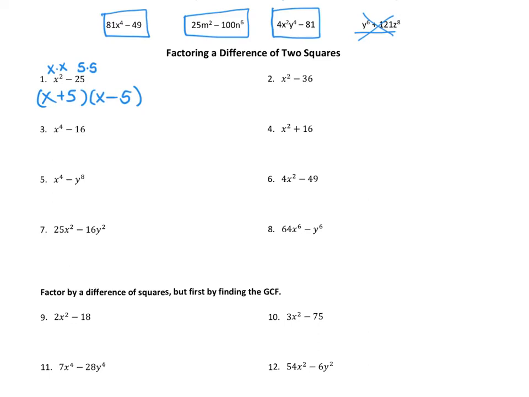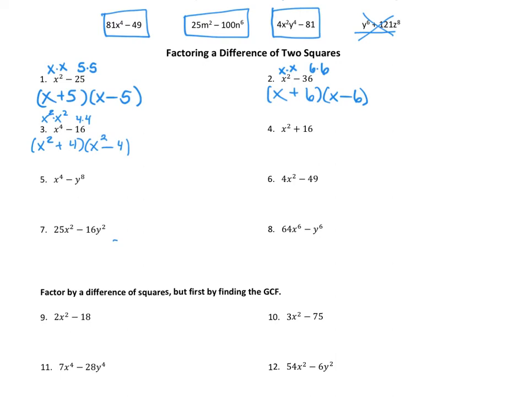Let's do a couple more examples. So number 2, x squared is x times x, 36 is 6 times 6. So I would have 2 sets of parentheses, and I would have x and x, 6 and 6, one's plus, one's minus. You're going to have a similar situation in number 3. So x to the 4th is x squared times x squared, and 16 is 4 times 4. So I'm going to have x squared, 4, 4, one's plus, one's minus.